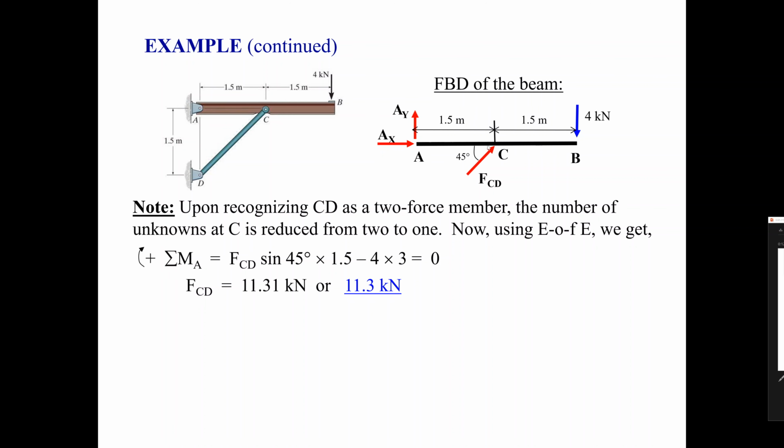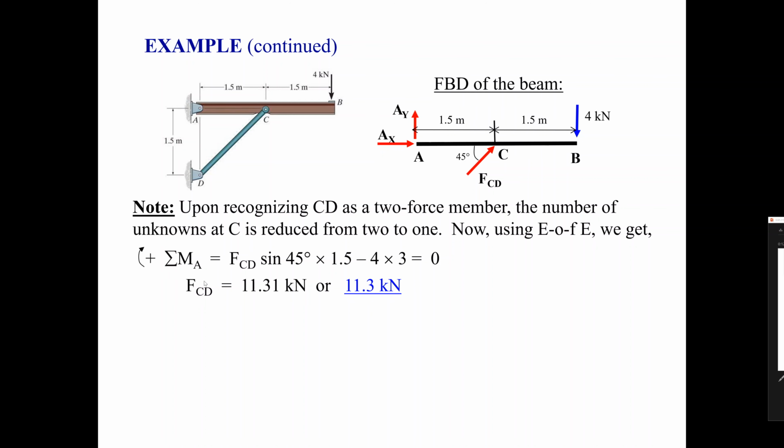So now you come up with a moment equation. You have the y component of this force times this distance, and that's going in a counterclockwise direction about point A, so it causes rotation this way, which is counterclockwise. And then you have this force at point B, at 1.5 plus 1.5, so 3 meters, times 4 kilonewtons in the clockwise direction, so that's negative. If you perform the calculation, set it all equal to 0, and solve it, you come up with 11.31 kilonewtons, or 11.3 with 3 significant figures.